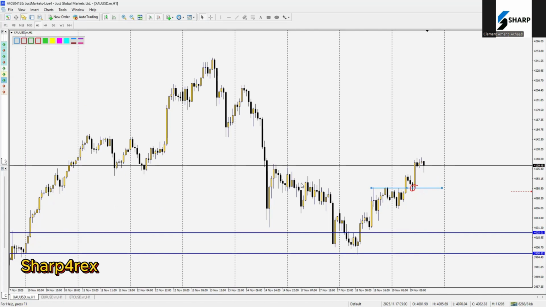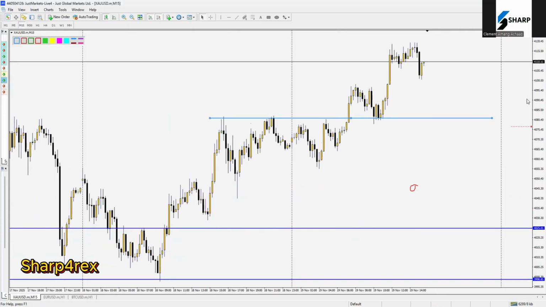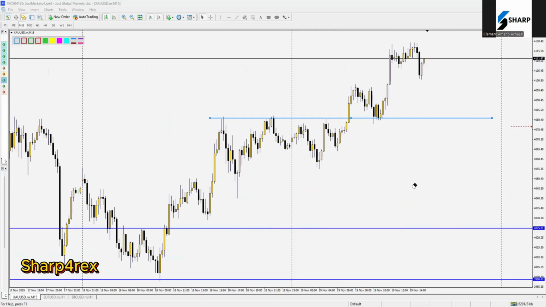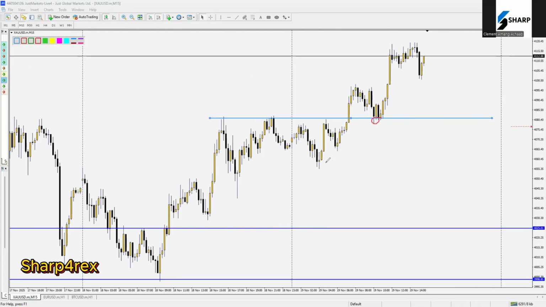So what happened was that when I came to H1, I went further to M15. And now let's see, on M15, what else can we see? Oh, on M15, before I took my trade here, before I came to take my trade here, I actually got an earlier trade somewhere here.